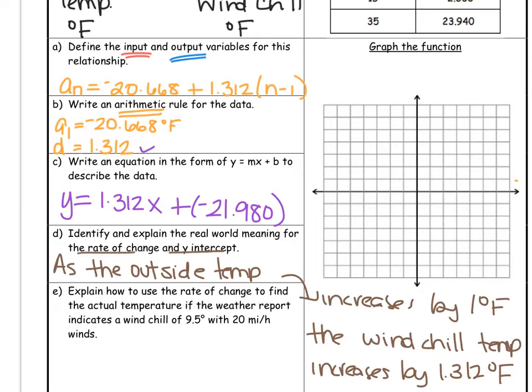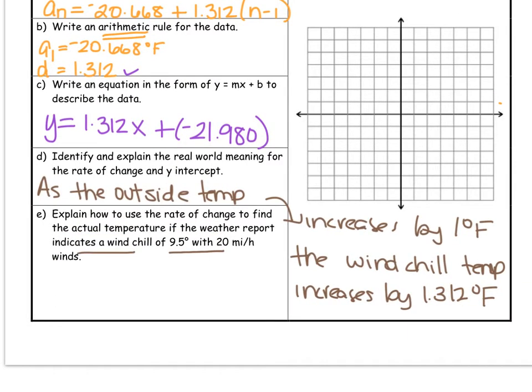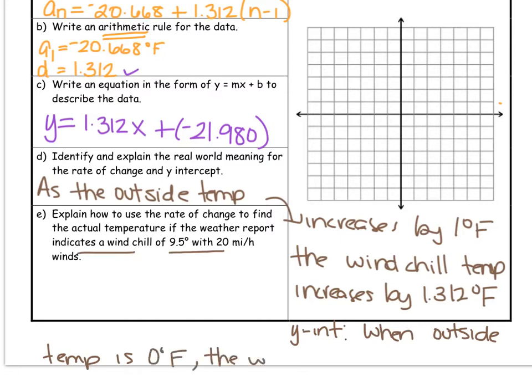The real world meaning of the y-intercept, so that's our rate of change. So our y-intercept, what that means is when the outside temp is 0 degrees Fahrenheit, the wind chill temperature is negative 21.980 degrees Fahrenheit.